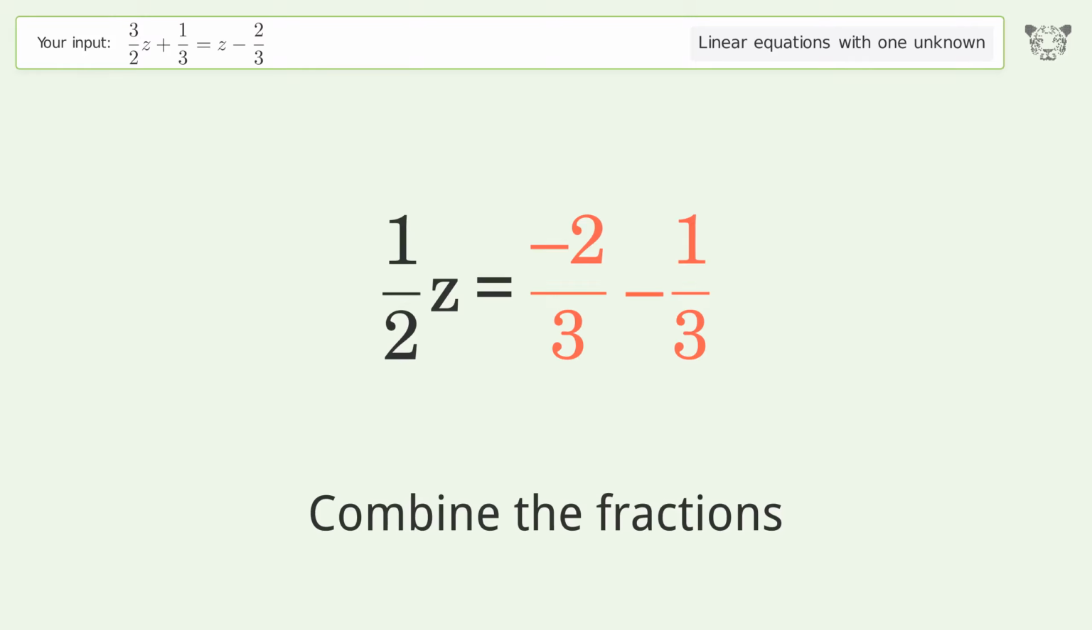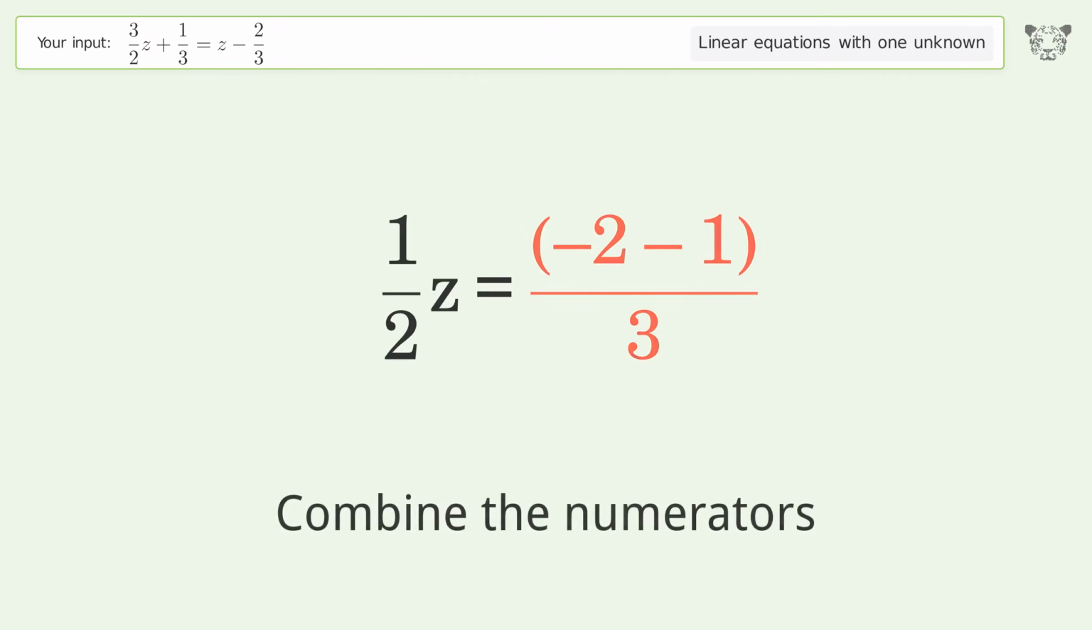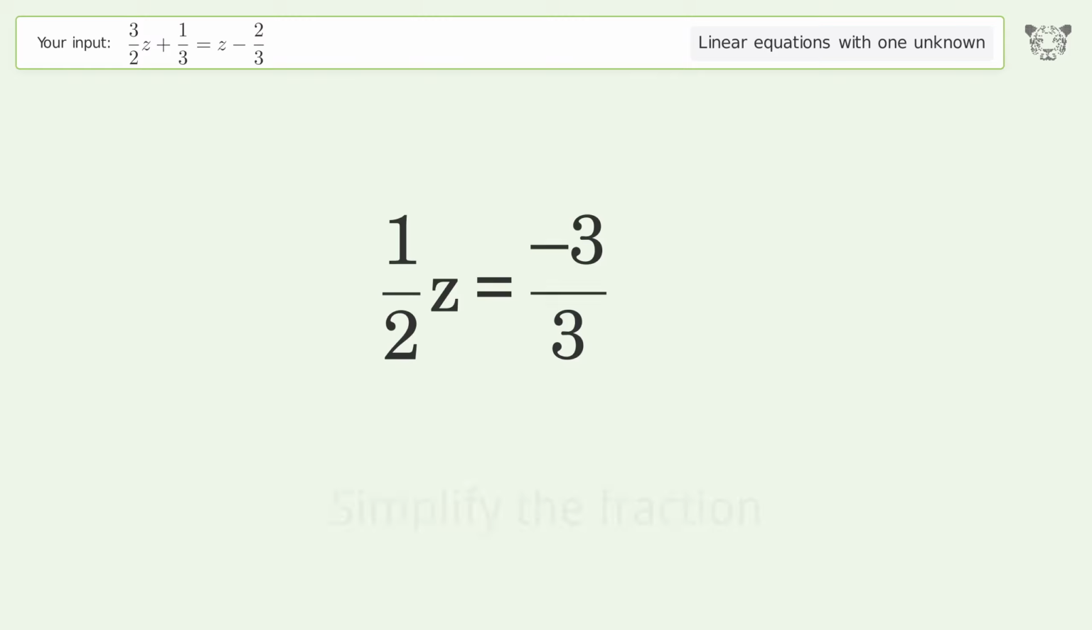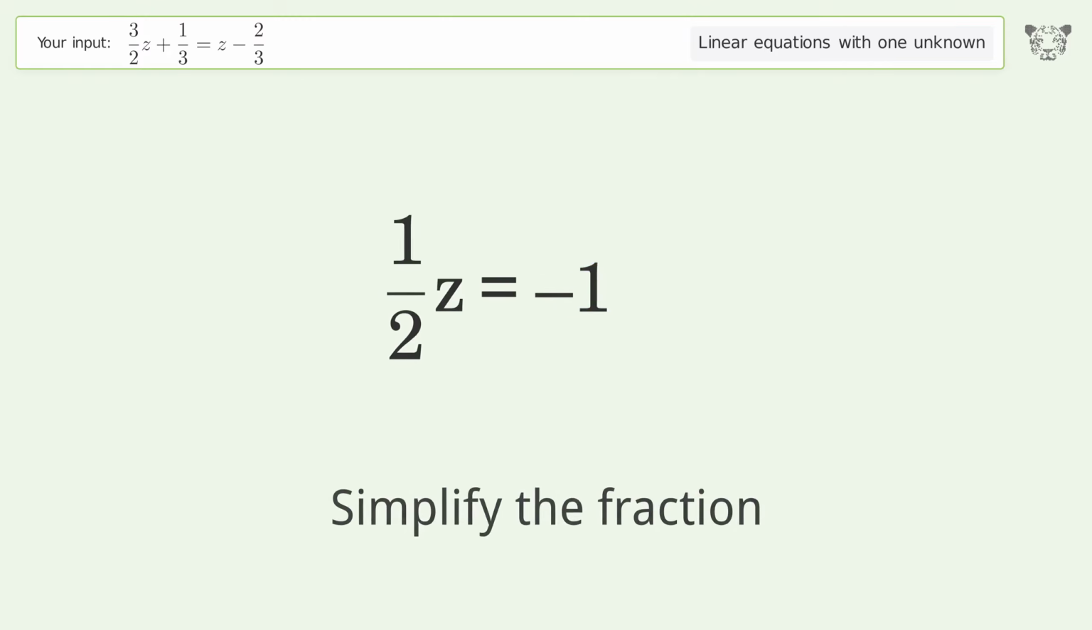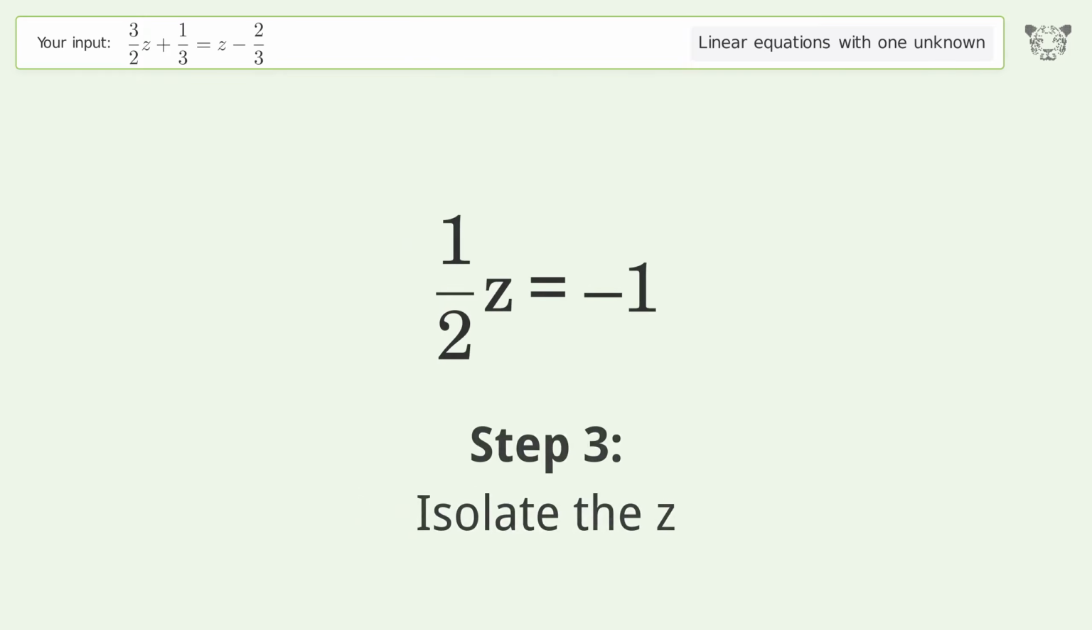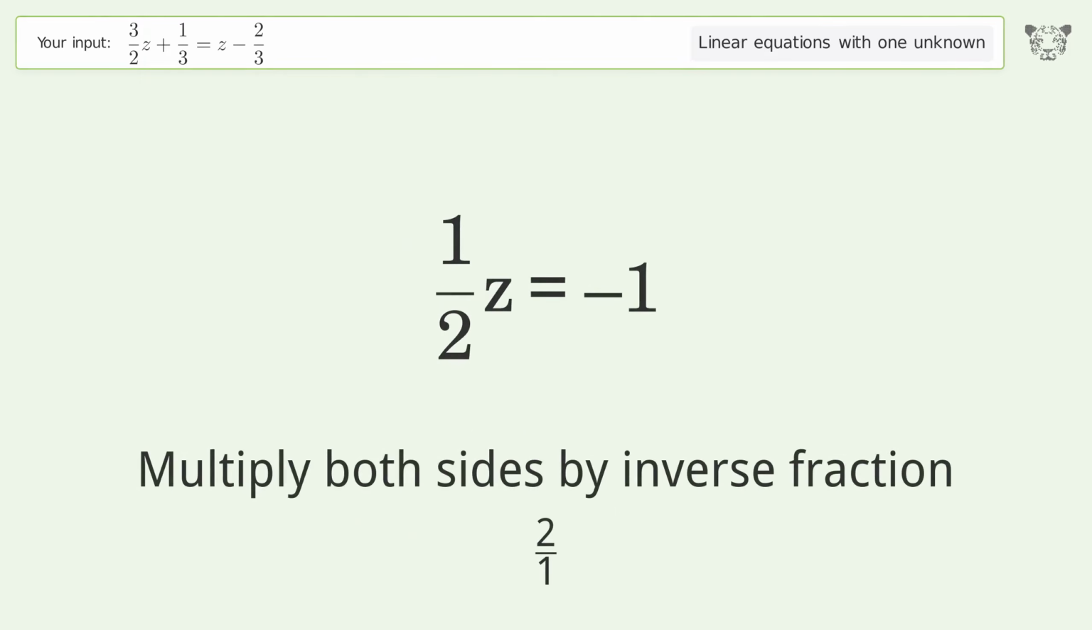Combine the fractions. Combine the numerators. Simplify the fraction. Isolate the z. Multiply both sides by inverse fraction 2/1.